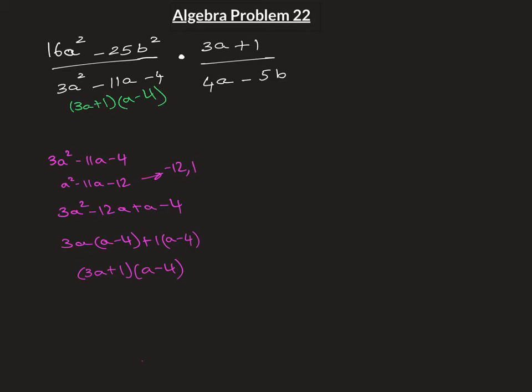Now let's take the numerator. We've got 16a squared minus 25b squared. Now, are we able to simplify this? Well, actually, let's think about this. So we've got 16a squared minus 25b squared. Those are different variables, right? So we've got 16a squared minus 25b squared.